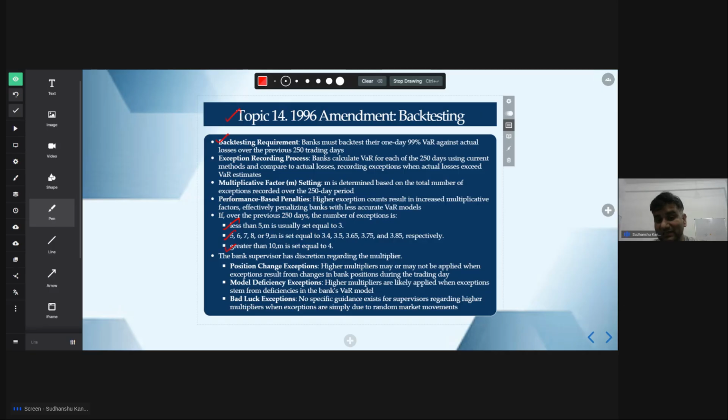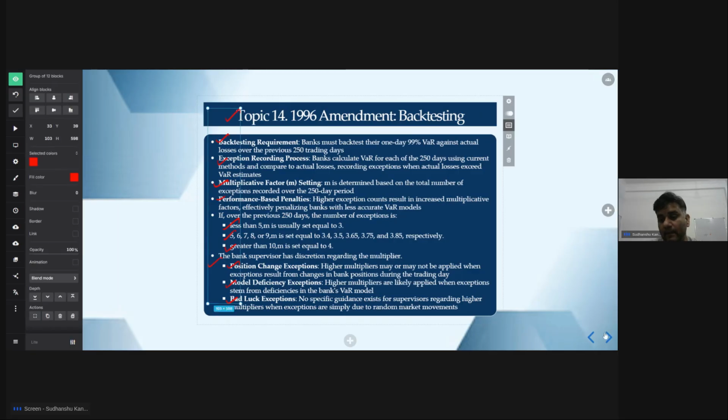There is supervisory discretion here, right? A regulator may consider your position changes, your model deficiencies, your pure market shocks, which are bad luck, right? So that can be considered, right? So there is exception regarding multiplicative factor, performance based penalties that we consider.